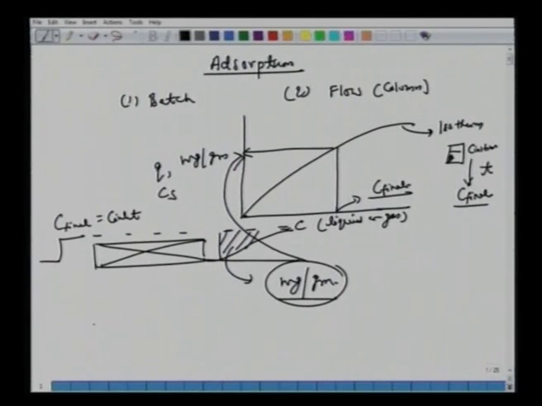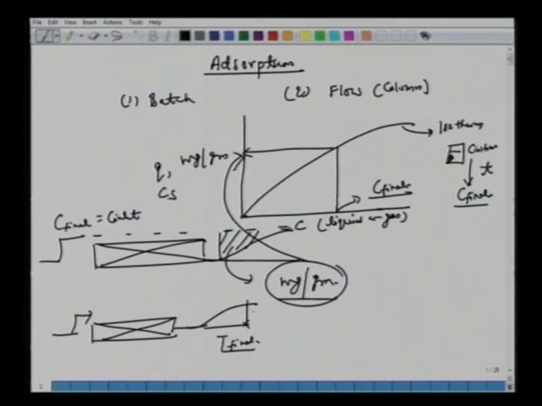Now the question is, suppose we have this flow experiment and we are bringing it in contact with some gas or liquid. Now the bed has saturated, let's say after a certain time T final, then one has to stop this and one has to regenerate it to make it fresh. So this is the regeneration part of it.